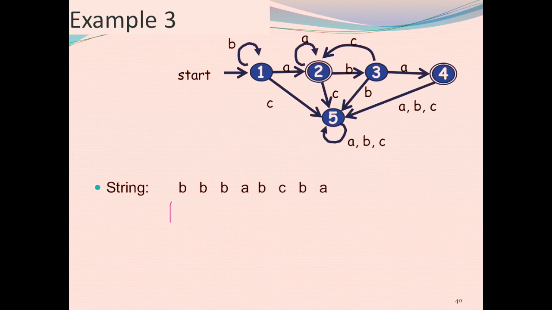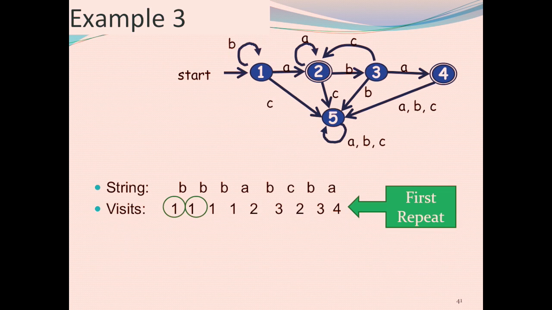We start at state 1. We see a B, so we're still at state 1. We see another B, still at state 1. We see another B, still at state 1. Finally, we get interesting. We see the A, we're at state 2. Now we see a B, we go to state 3. Now we see a C, so we're at state 2. Another B, so we're at state 3, and an A, and we're at state 4. So there you go. The first repeat in this case is the first 2 states we visit. That's fine. We draw our line.